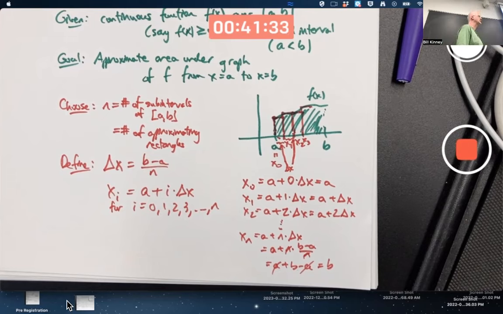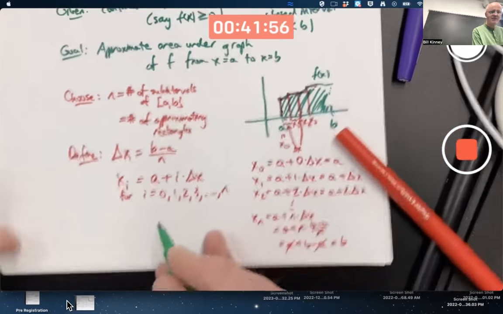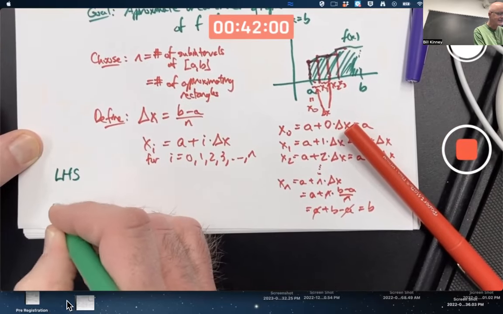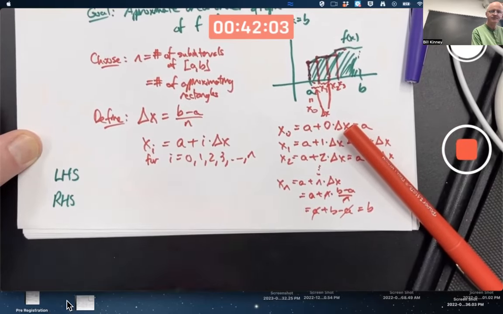A left-hand Riemann sum is the sum of the areas of rectangles that are made using the left endpoint of each interval. And a right-hand Riemann sum is a sum of areas of rectangles that are formed using the right endpoint of each interval. I'll call them left-hand sum, LHS, and right-hand sum, RHS, for short.